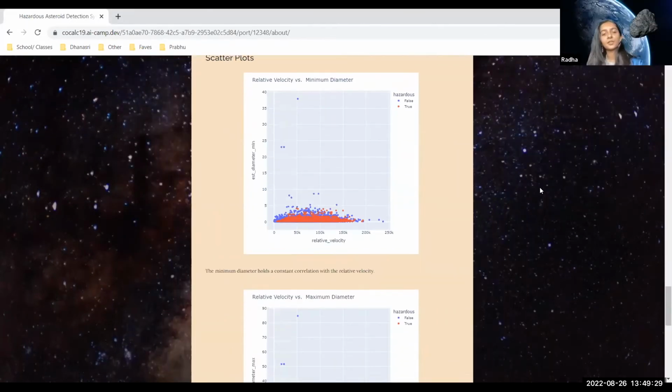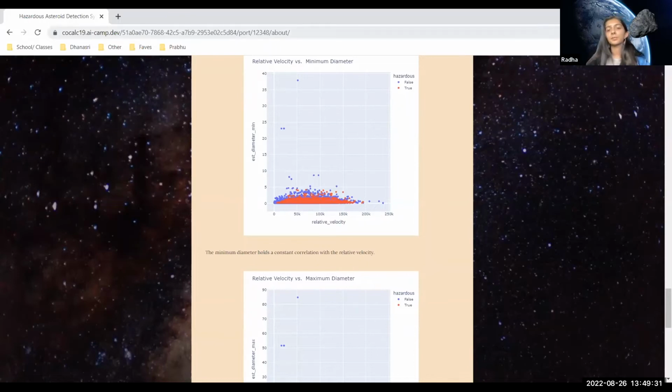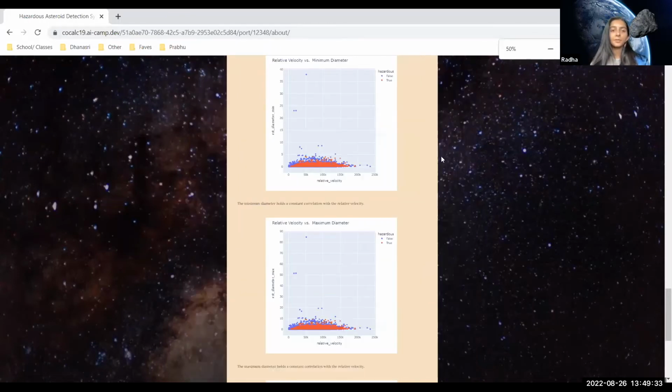All right, so the two scatter plots that you're going to be seeing right here are relative velocity versus the diameter. The top being relative velocity versus the minimum diameter, and the one below that being the same thing except versus the maximum diameter. As you can see, the only difference between these two graphs would be the y range, mainly because it's only diameters that are different and velocity is the same.